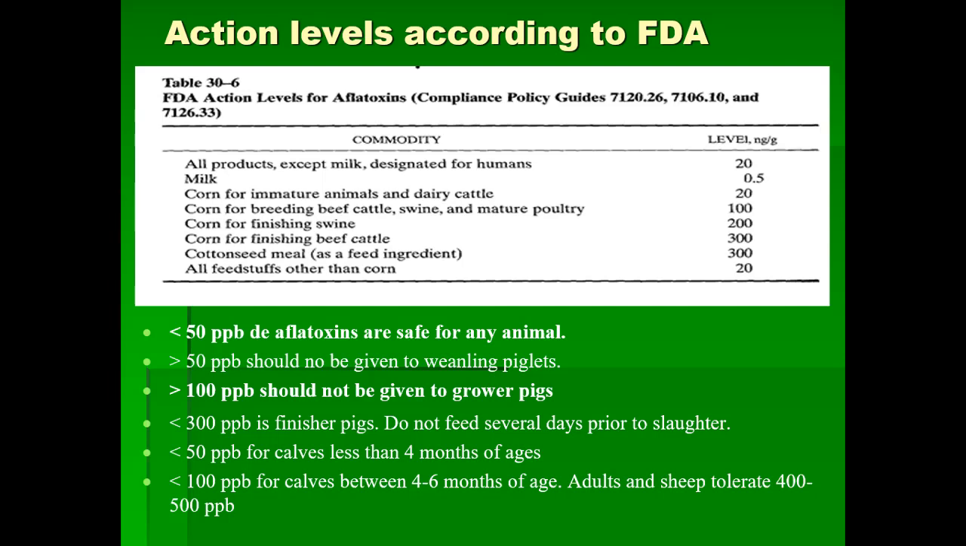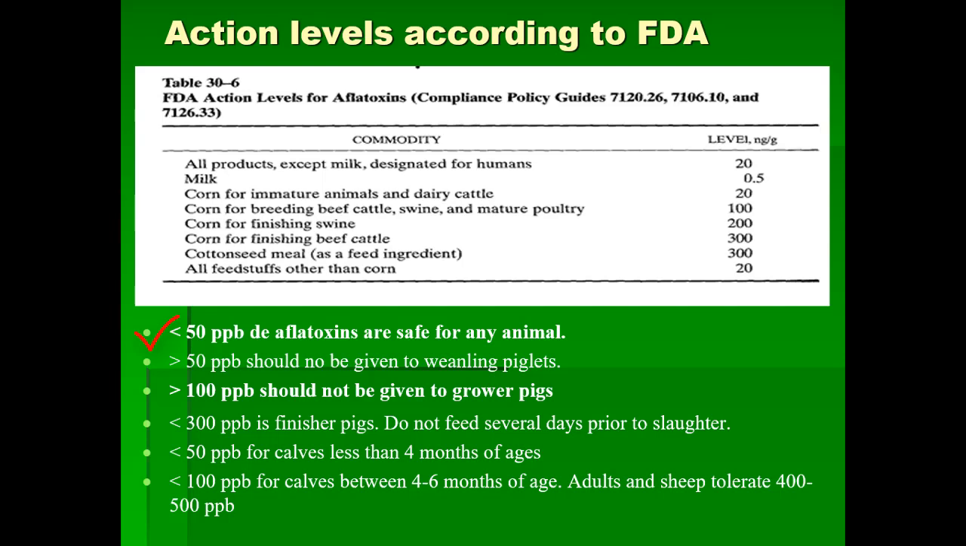Now let's look at tolerable levels for humans and animals. You do not need to memorize any of these, but it's good to know that FDA issued some action levels for humans. All products except for milk should have no more than 20 parts per billion. As you can see here, for milk the action level is just 0.5 parts per billion. And this table is only for corn, actually. So I included some recommendations at the bottom that are more relevant for pigs and cattle.